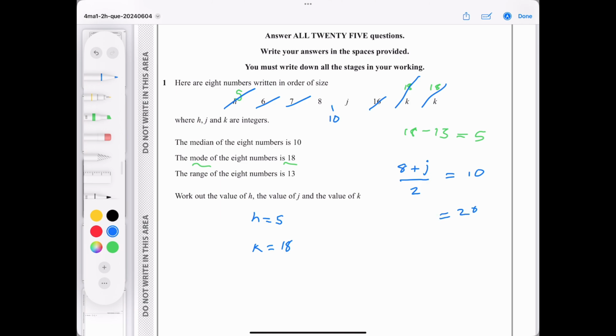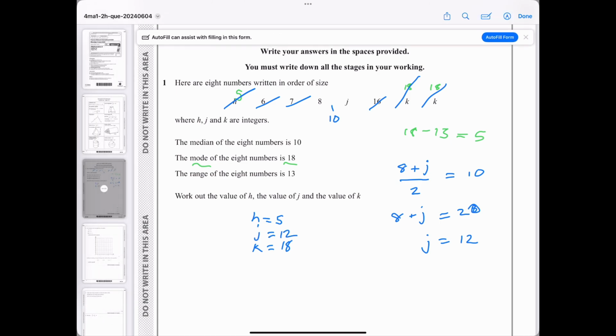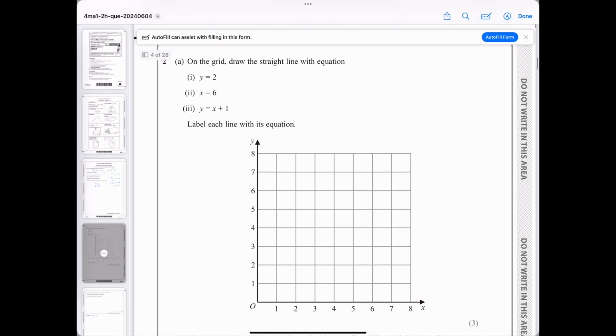So we know that 8 plus J equals 20. You might have been able to see this without doing all this. So J equals 20 minus 8, which is 12. So now we know that J equals 12. I think that's a bit of a mean start, but there you go.